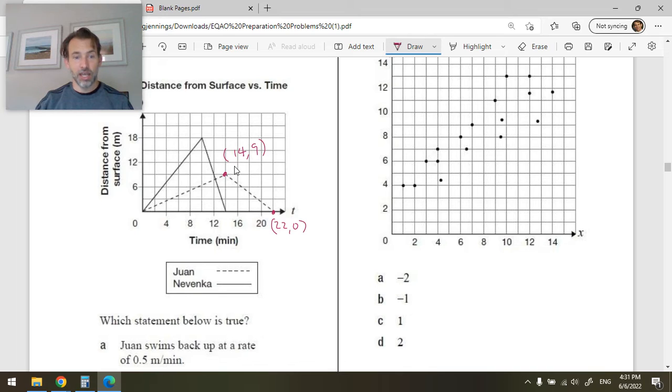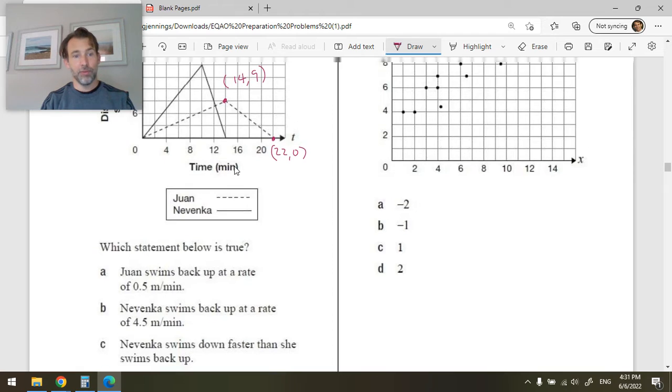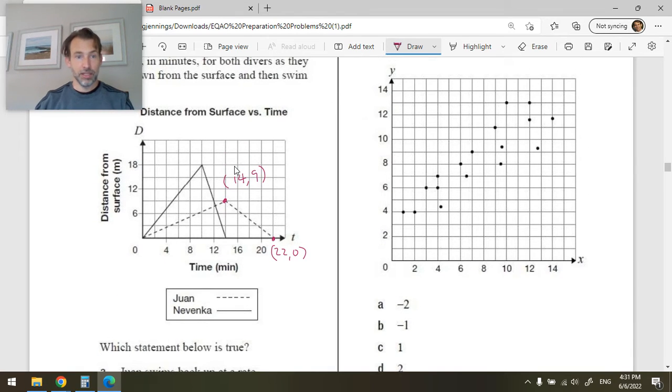So that's not going to give us half a meter a minute. -9 divided by 8 is not 0.5. Navenka swims back up at a rate of 4.5 meters per minute. Well, let's check that out.